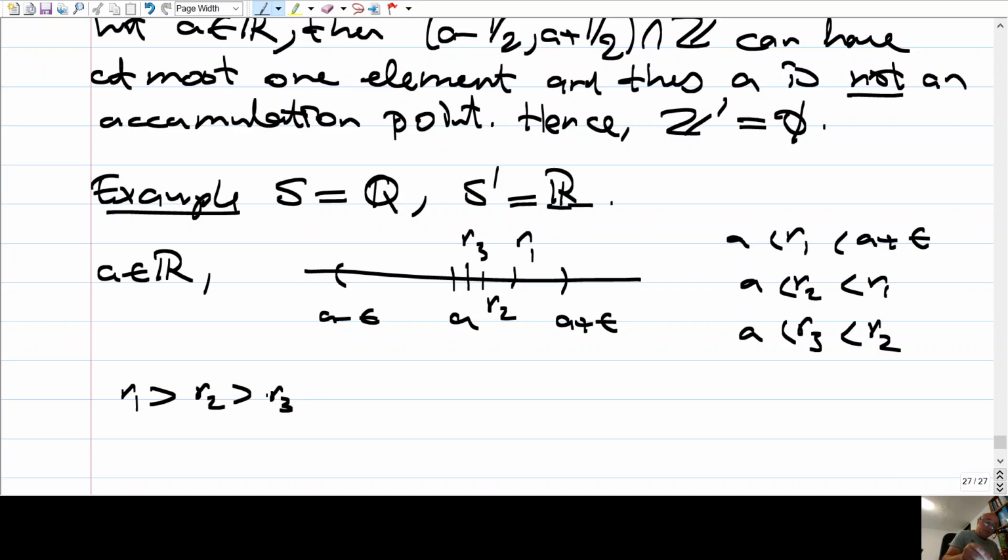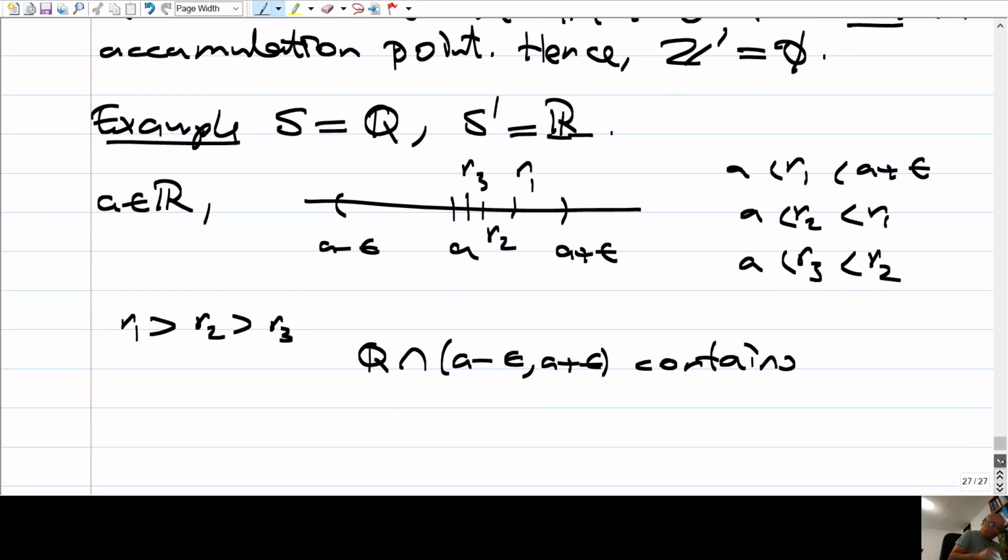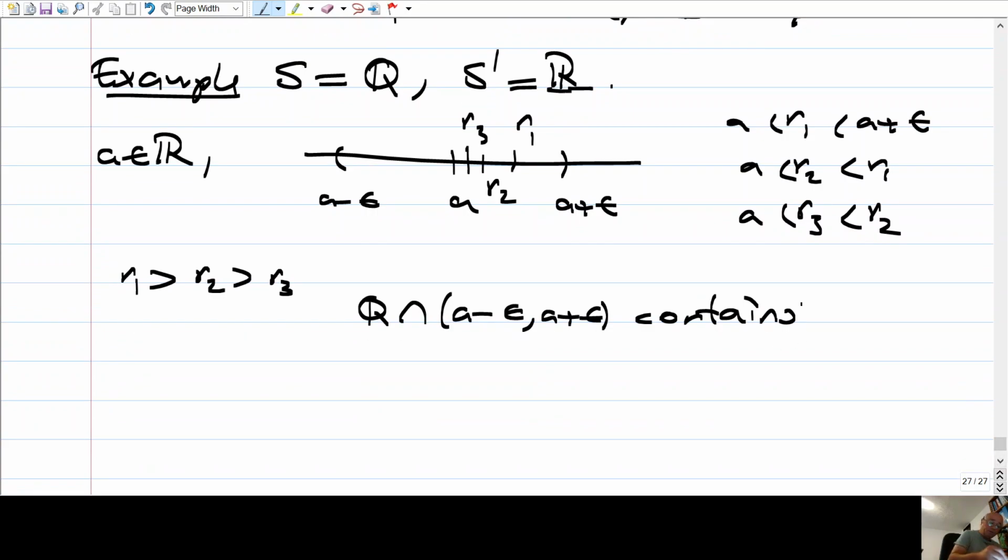so that these are all different elements, and therefore Q intersection with (A minus epsilon, A plus epsilon) contains the set R1, R2, R3, and so on, which is infinite.